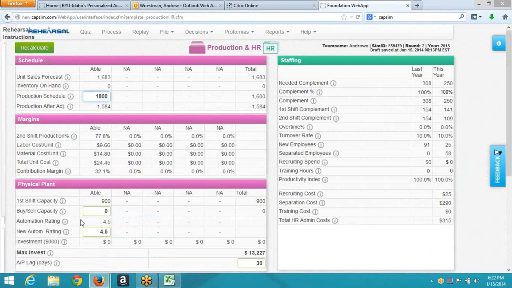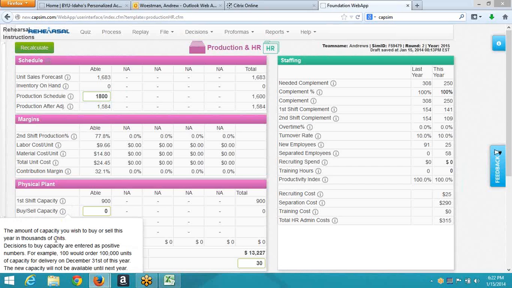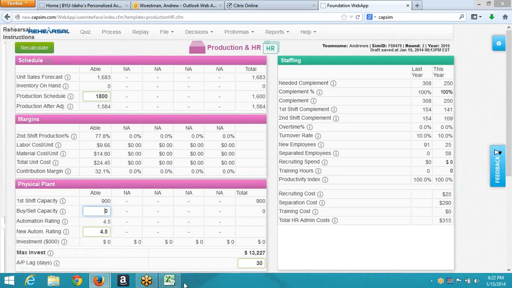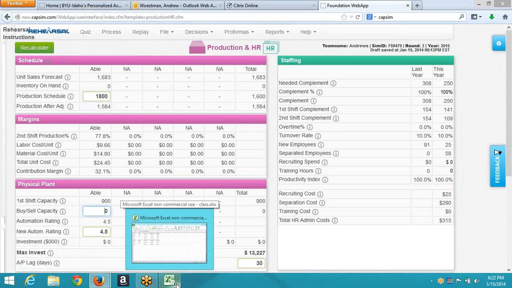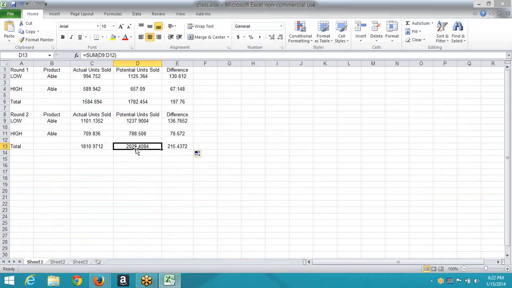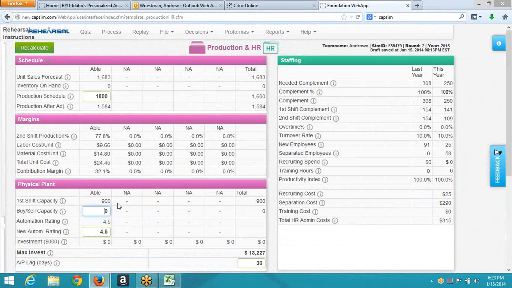So I want to buy more capacity because I can only sell 1,800. So I look at this and it says the amount of capacity you wish to buy or sell this year in thousands of units. So I want to be able to sell at least 2,000 units according to my Excel sheet, 2026, even if that's not what I want to actually produce.